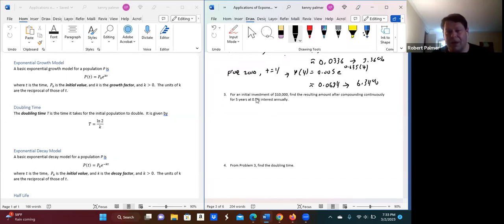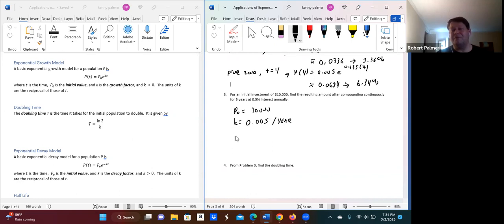Okay, let's figure out what we have. We need to find out what our P0 and our K are to predict this. Now it says the initial investment. Anytime it says initial, that's our clue. That's the P0, and P0 is 10,000. What's our K? Well, that's our interest rate as a decimal. It's 0.5%, so you have to change that to a decimal. That's going to be 0.005, annually, per year. That also tells us our time is going to be in years.